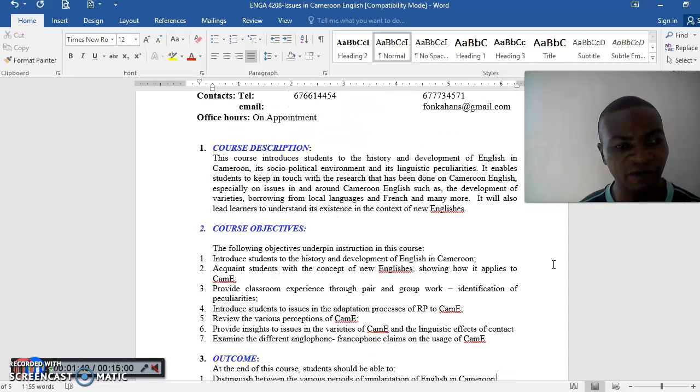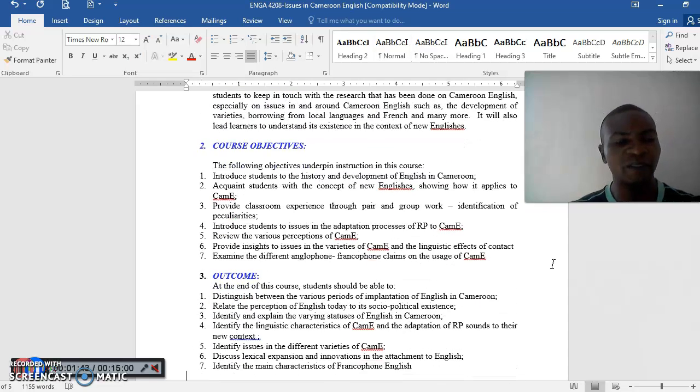The course objectives. We have the following objectives in this course. The course introduces you to the history and development of English in Cameroon. It acquaints you with the concept of new Englishes, showing how it applies to Cameroon. So when we are talking about Cameroon English, one thing you need to understand is that we are talking about new Englishes because Cameroon English falls under new Englishes.